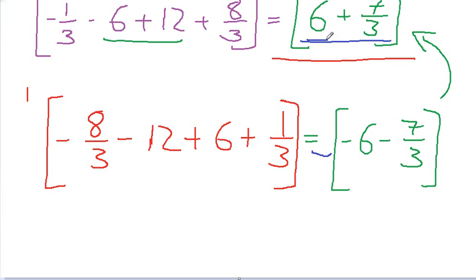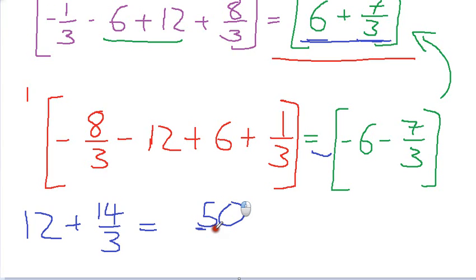So 6 take away minus 6 is going to be 12, and 7 thirds take away minus 7 thirds, so add 7 thirds, is going to be plus 14 thirds. So 12 plus 14 thirds, so you could say that that is 16 and 2 thirds, or you could say that it is 50 thirds. Is that right? Yes, 50 thirds. So 50 thirds is our area between 2 and 1.